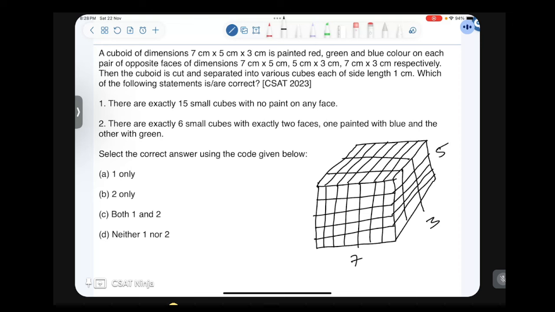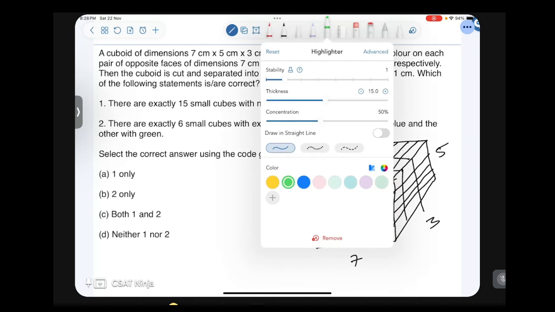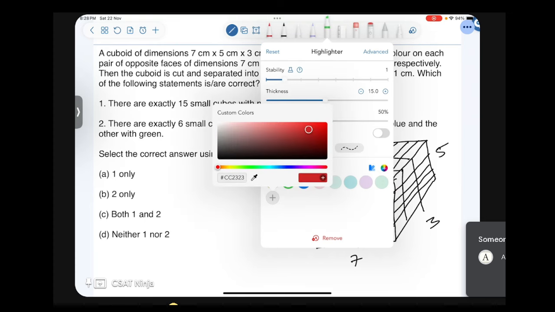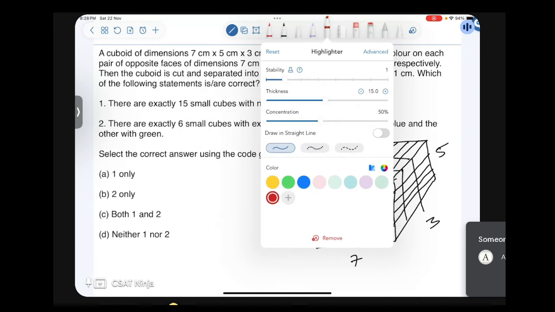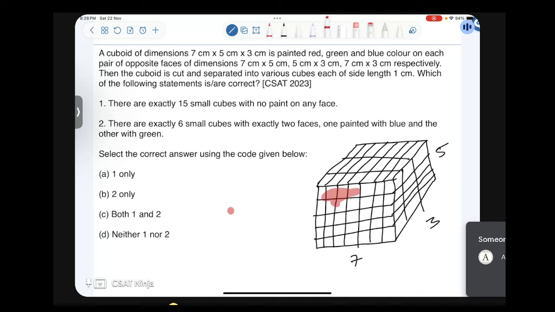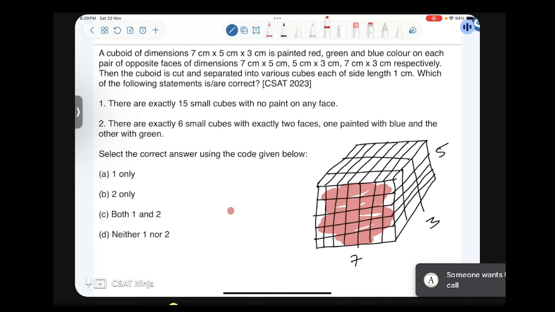Now let us try to analyze this one. The question says like this: 7 into 5, this face here, it is being painted in what? Red. That means 7 into 5, which is this face here, it is painted with red color. So I'll try to paint this one in red color. So which means I can paint this one red color. I'll just give a rough sketch here. So which means behind this one is also red color, okay?